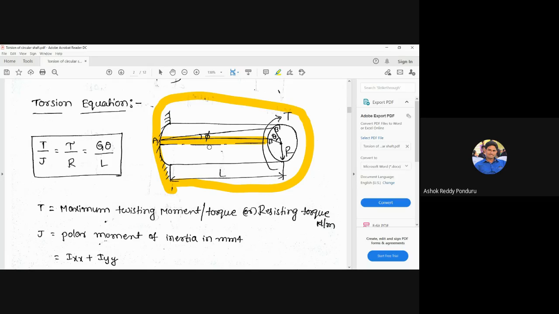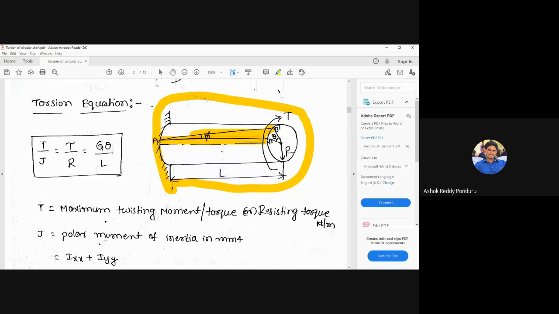When the shaft is not subjected to twisting moment, that line is parallel to the axis of the shaft. When it is subjected to the twisting moment, look here, I am considering this AB line. Now this AB line becomes the AB dash line, that means B moves to B dash.